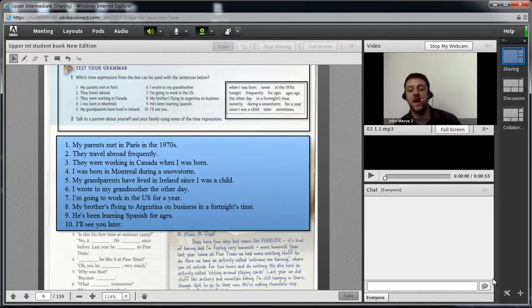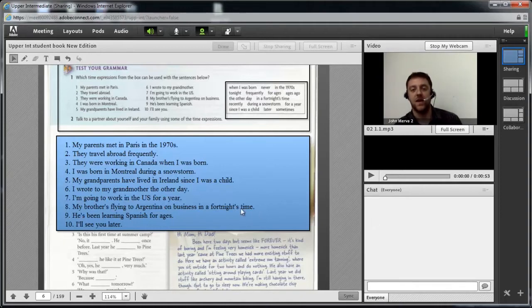Number 3, they were working in Canada when I was born. I was born in Montreal during a snowstorm. My grandparents have lived in Ireland since I was a child. I wrote to my grandmother the other day. I'm going to work in the US for a year. My brother's flying to Argentina on business in a fortnight's time. Remember, a fortnight means 2 weeks.